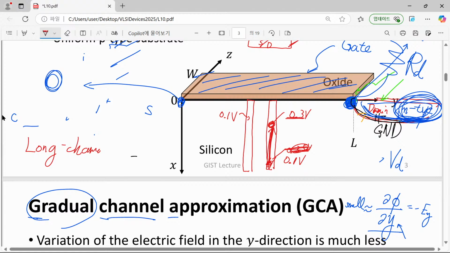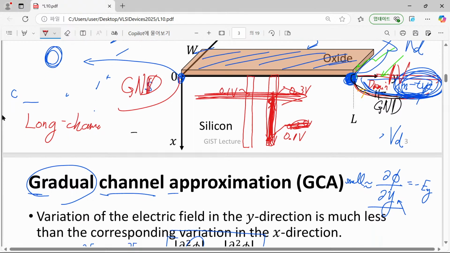So can you imagine the current conduction in vertical flow? Here we apply 0 volt, and here we apply, for example, 1 volt, and current flows in this vertical direction. Can you allow this kind of current conduction? Actually not. In this slab, there should be no current conduction. Current should flow in this direction.